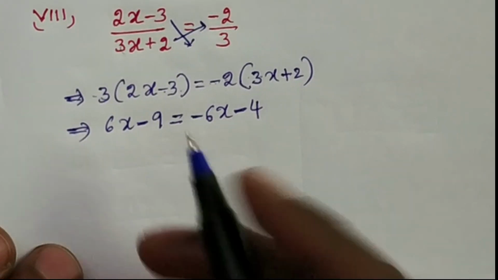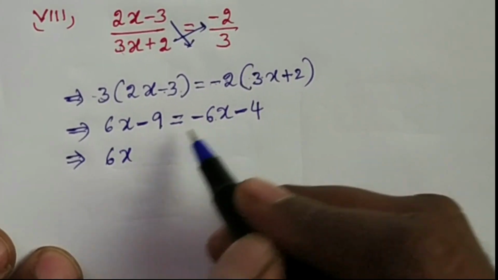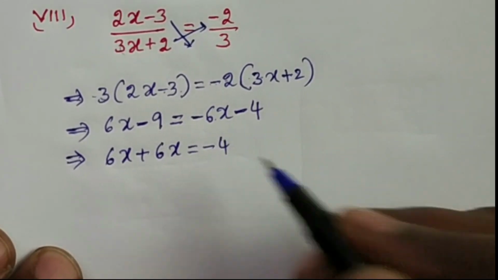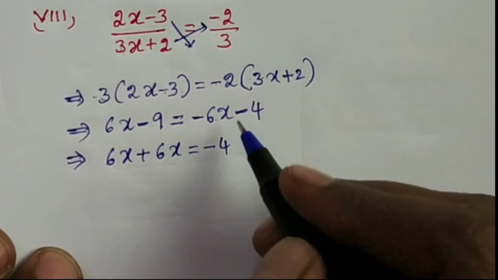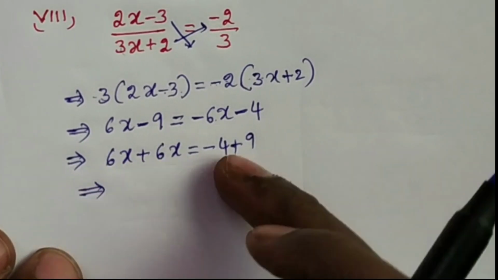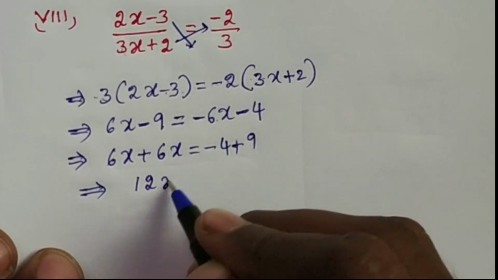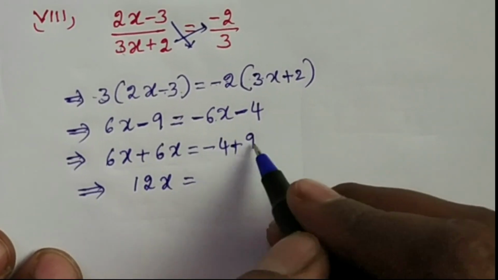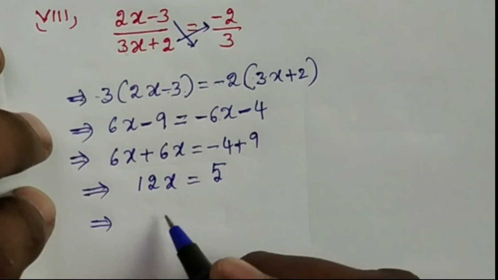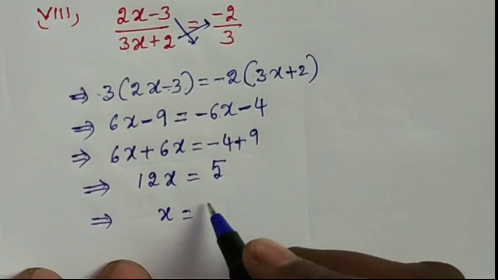So send x values to one side, numericals to one side. So 6x is already there. Send minus 6x to this side, then it will be plus 6x. Already on the right hand side minus 4 is there. Send minus 9 to the right hand side, then it will be plus 9. So 6x plus 6x, that is 12x, is equal to minus 4 plus 9, 9 minus 4, that is 5. Then to find x, send 12 to that side, it will divide 5. So x is equal to 5 by 12.